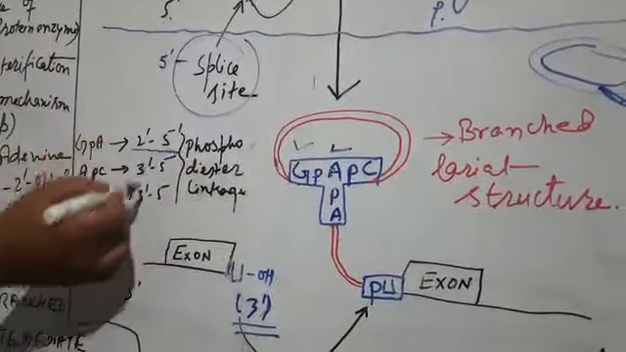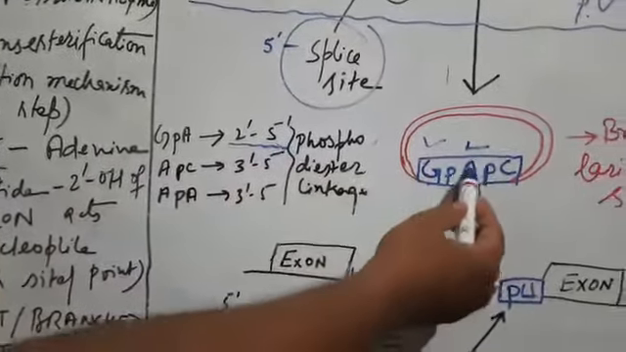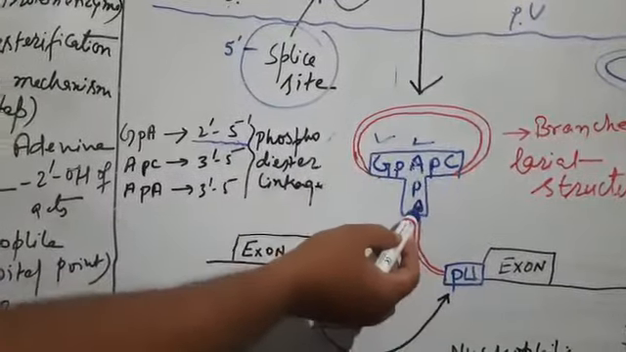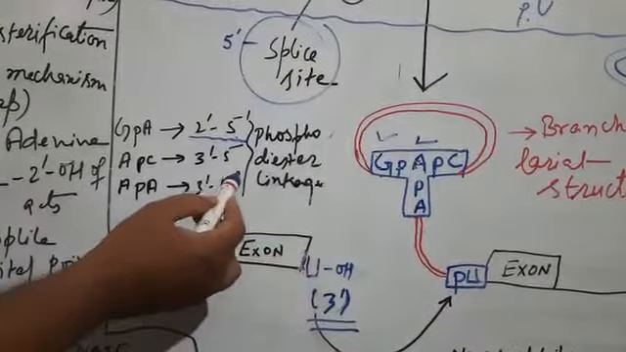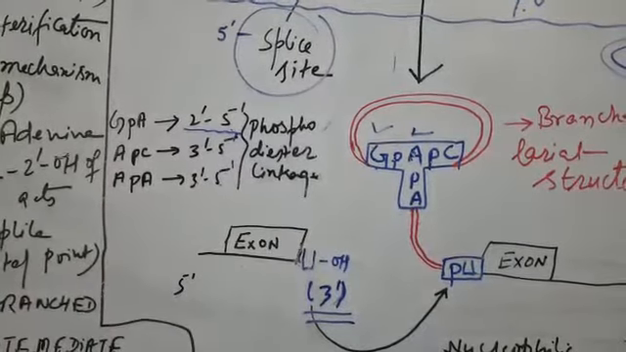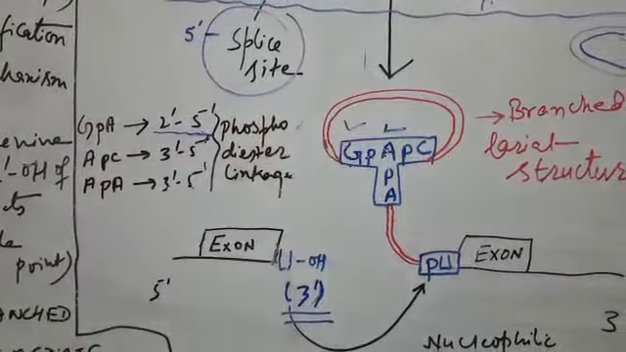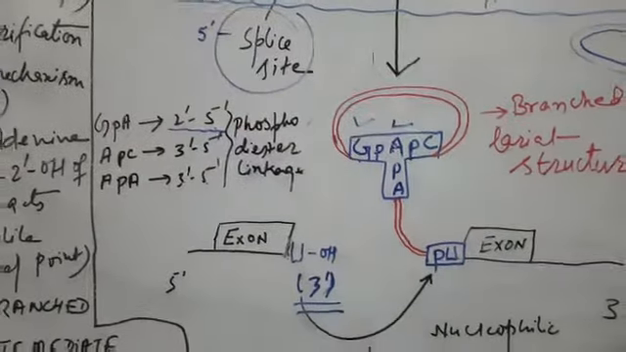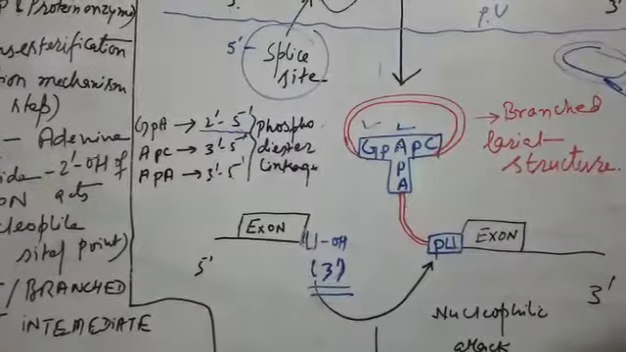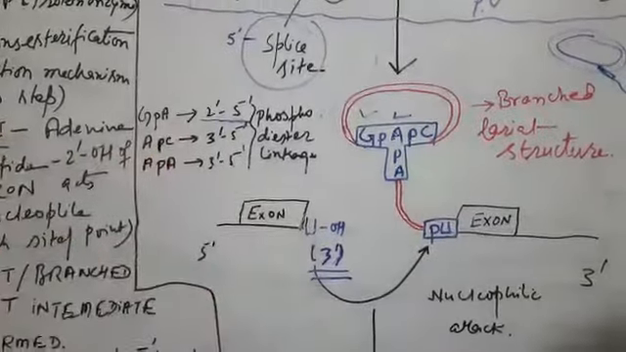One is 2 prime 5 prime, that is between A and C, and the other two, between A and A, have 3 prime 5 prime phosphodiester linkage. So this intermediate has, you can see, three phosphodiester linkages. One is 2 prime 5 prime, and the other two are normal 3 prime 5 prime phosphodiester linkages. Now in the following step, what will happen?